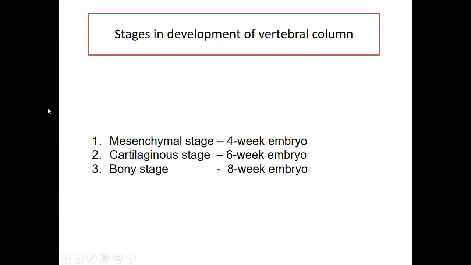Okay, there are three stages for the development of the vertebral column. The first stage is the mesenchymal stage that happens at 4 weeks of embryo, and the second stage is the cartilaginous stage that happens at 6 weeks of embryo, and the third stage is the bony stage that happens at 8 weeks of embryo.